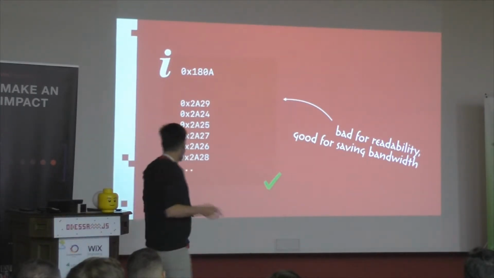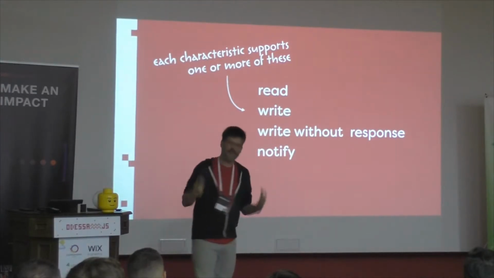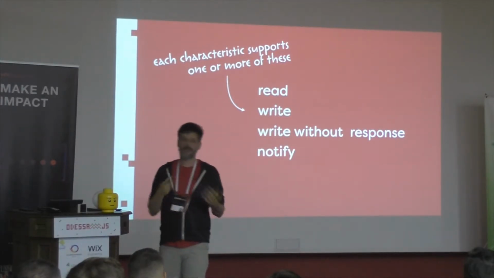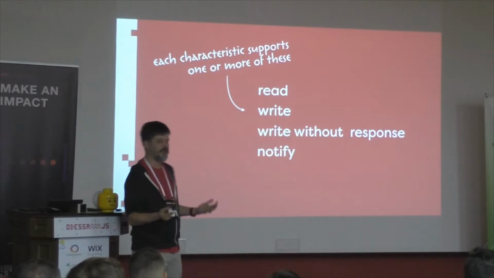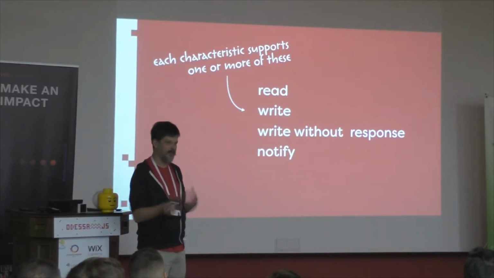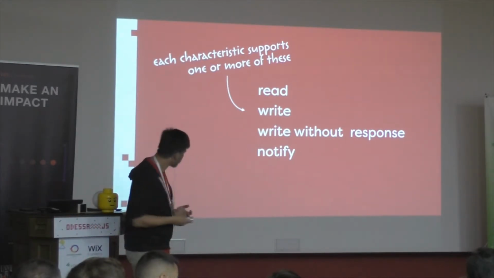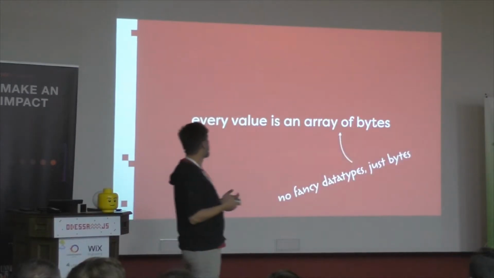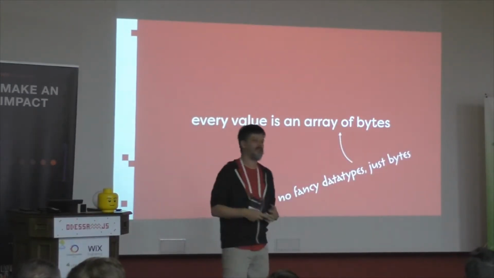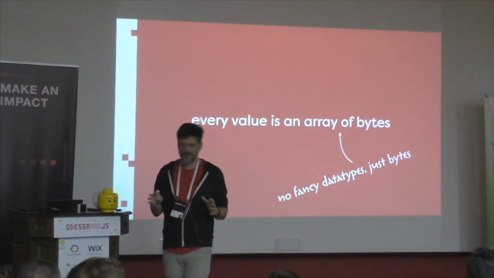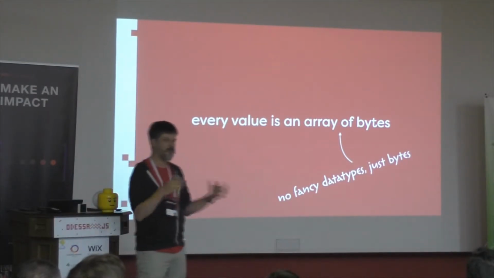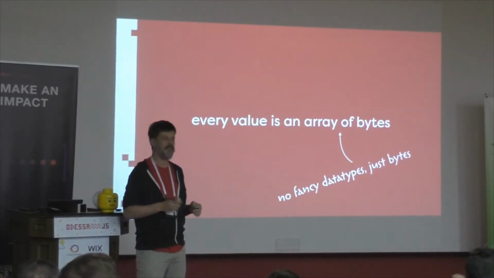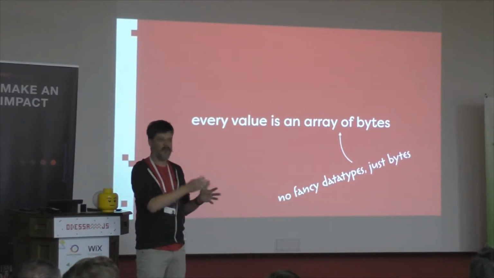Fine. Now, each of these characteristics can be read, they can be written to, or you can get notifications, kind of like addEventListener, and when something changes, you get an event. And each value is an array of bytes. So we don't have fancy data types, we don't have strings, we don't have integers, we just have bytes, one or more bytes.